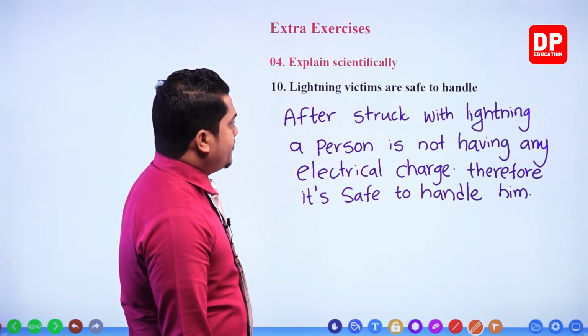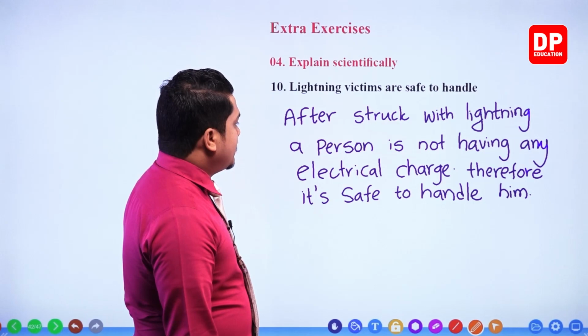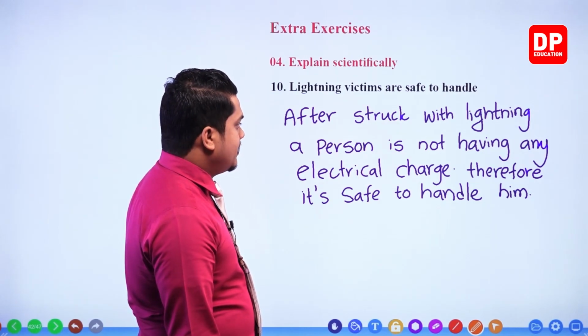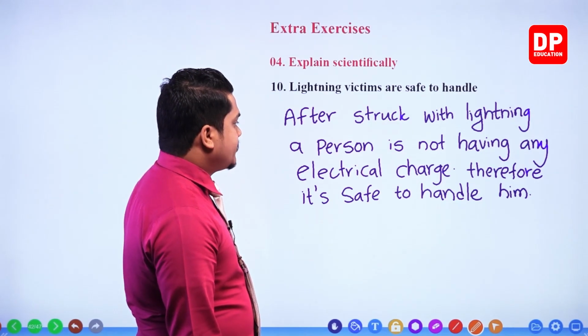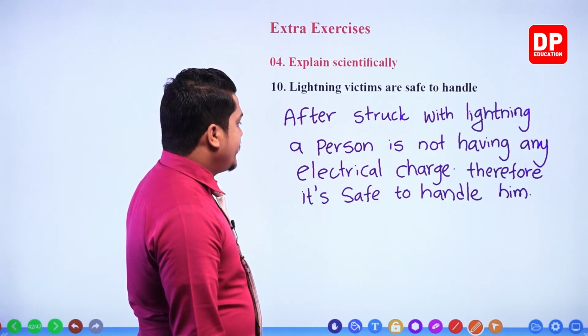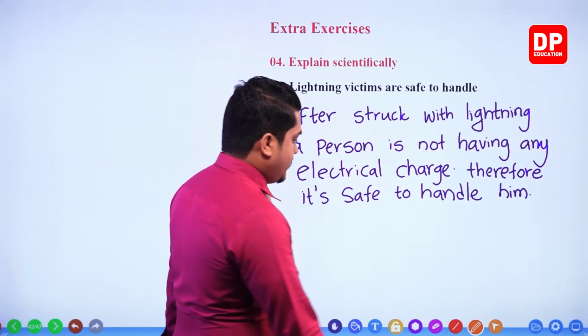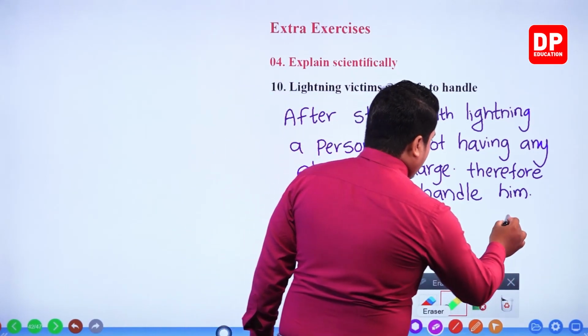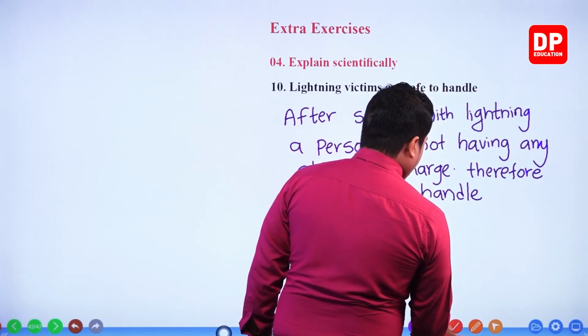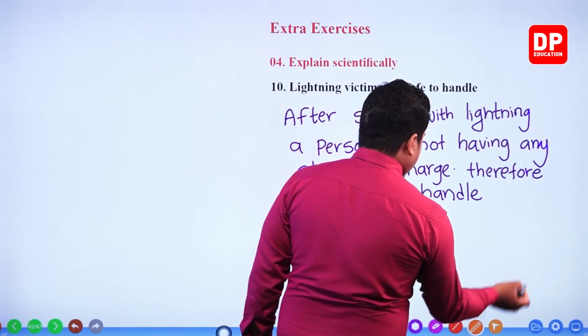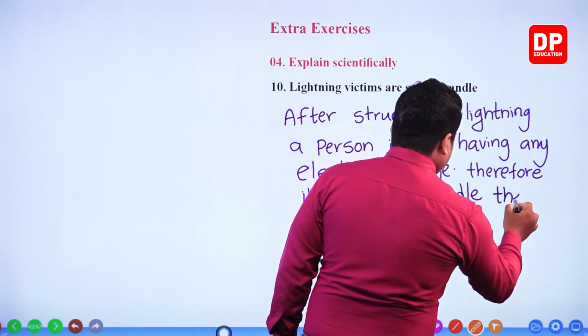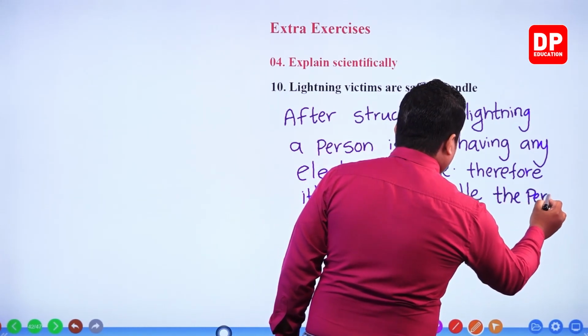So after being struck with lightning, a person is not having any electrical charge. Therefore, it's safe to handle him, right? Right, okay. So we'll mention as safe to handle the person. That's much better, no?